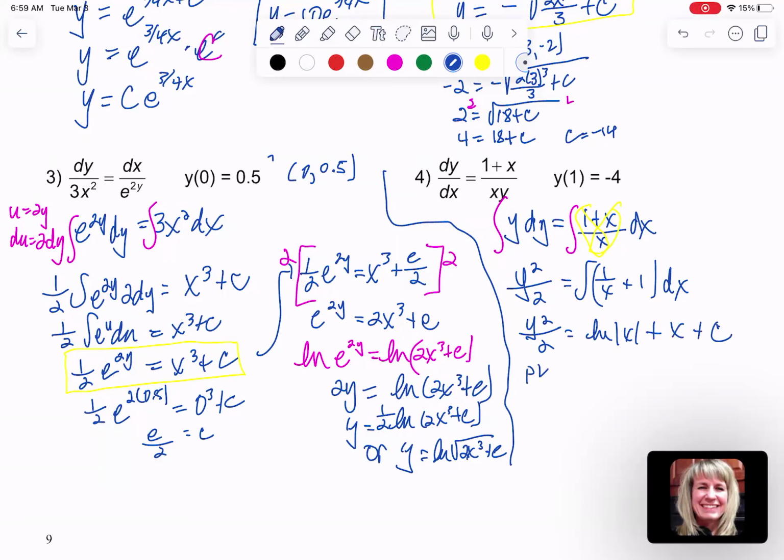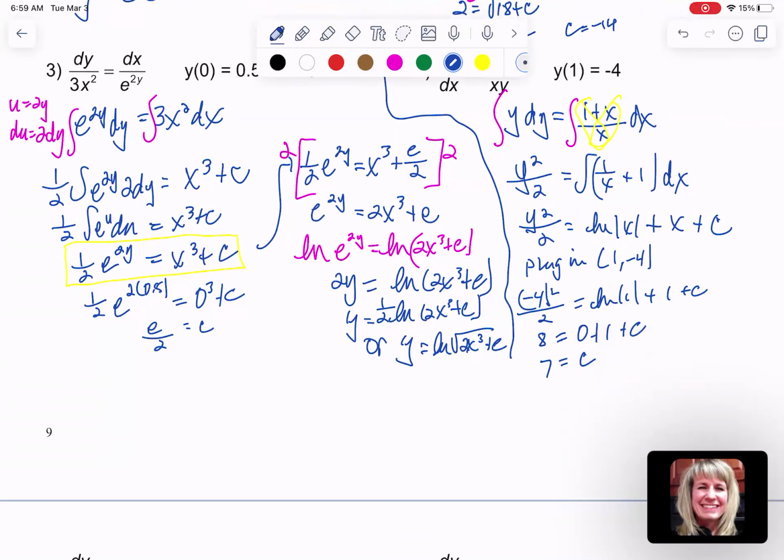And I'm going to go ahead and plug in my point, which is 1, -4. So when I do -4 and I square it, divided by 2, equals natural log of 1 plus 1 plus c. On the left-hand side, that'll become 8, equals natural log of 1 is just 0. So you end up with c equals 7. And now you're going to plug it back into where you plugged in your point, which was right there.